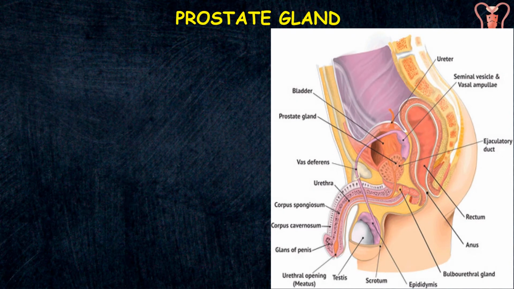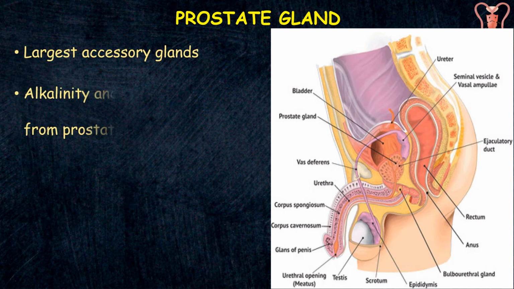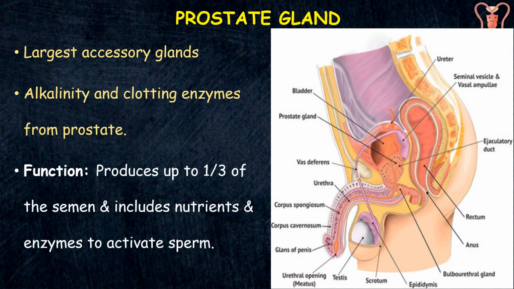The prostate gland is the largest accessory gland of the male reproductive system. It maintains the alkalinity and contains clotting enzymes. The main function is that it produces up to 30% of the semen, and it includes nutrients and also enzymes to activate the sperm.